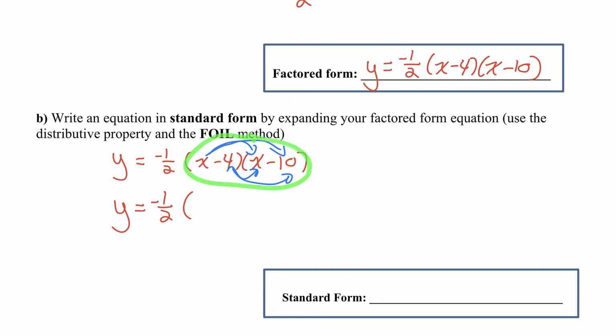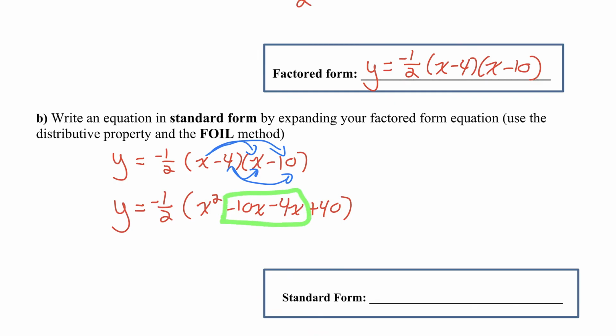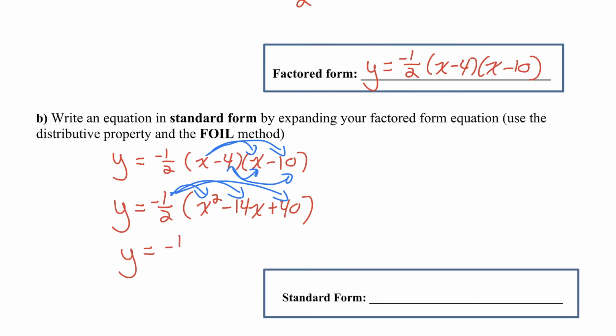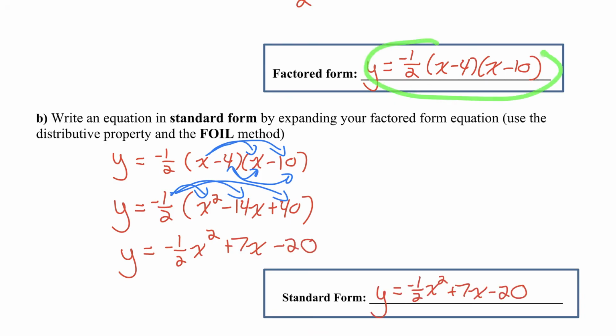So when multiplying those two factors, I would get x squared minus 10x minus 4x plus 40. These two terms can of course be collected together to make a negative 14x, and then I just have to distribute the negative a half to all 3 of those terms. When I multiply all 3 of them by negative a half, I've got negative a half x squared plus 7x minus 20. These two equations are equivalent to each other, they're just in different formats.